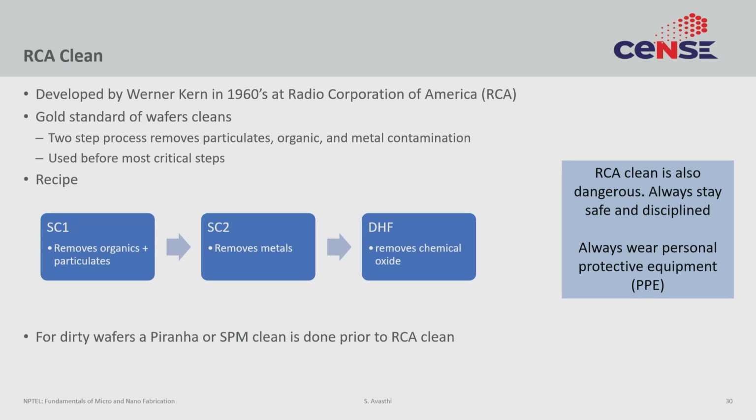It's a 2-step process, or if you want to say a 3-step process, and it must be used before all critical steps in silicon processing. So the recipe is, the 3 steps are, it has an SC1 step which removes organics and particulates, it has an SC2 step which removes metals, and then there is a step to remove the chemical oxide that always forms on the top.